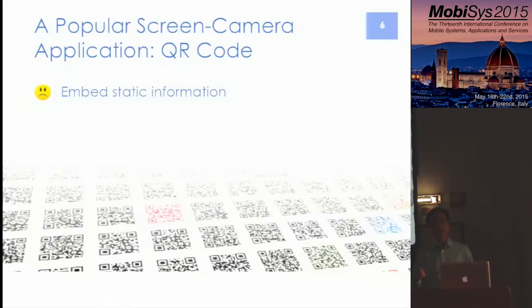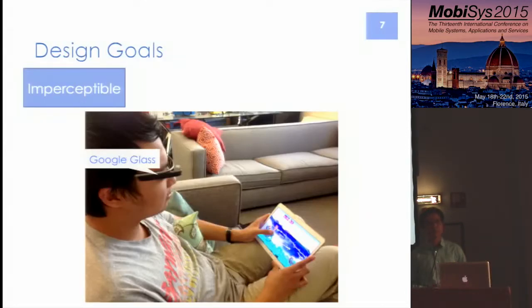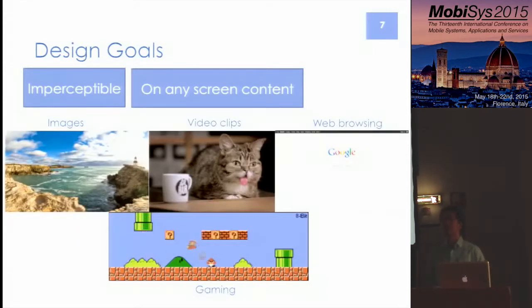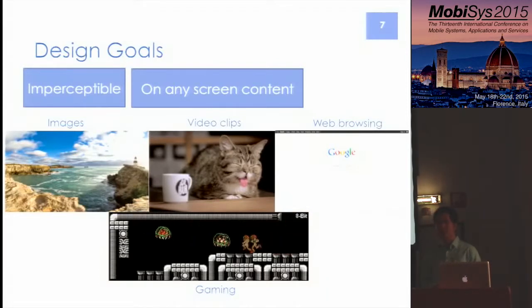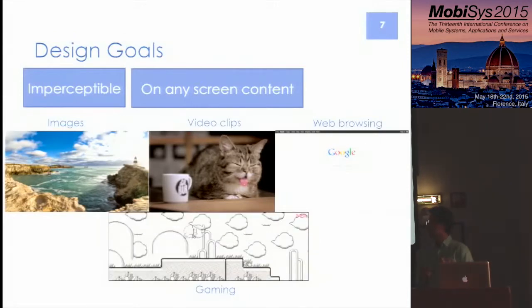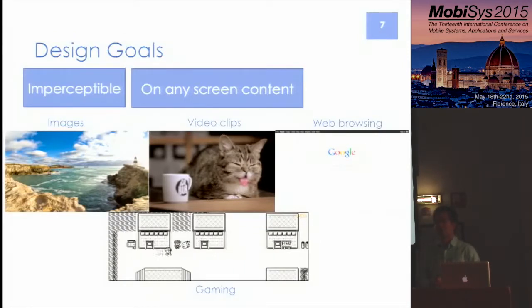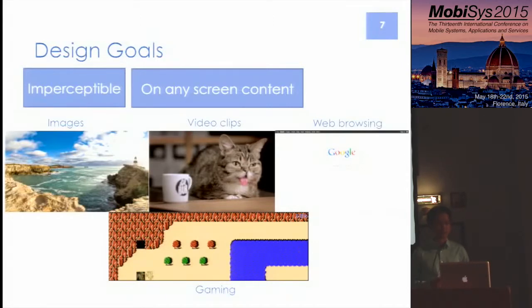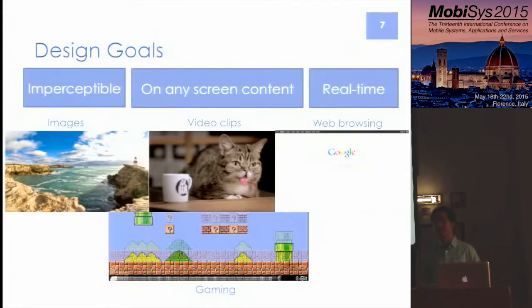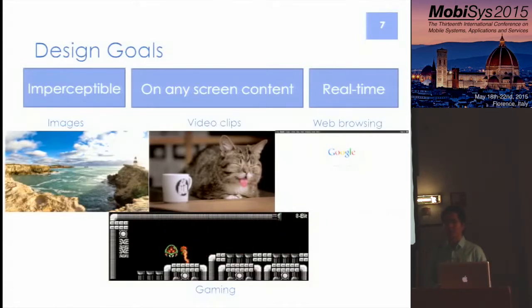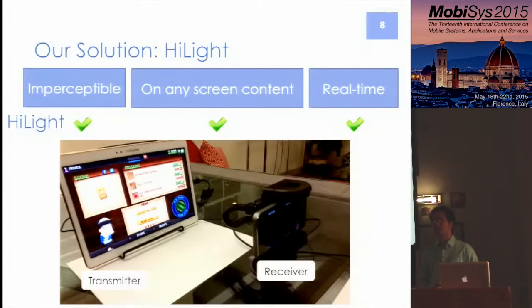So what does the ideal screen-camera communication system look like? First, the communication should happen without showing this awkward barcode, and the screen should show the content as it normally does. More importantly, the communication should happen regardless of the screen content. Let it be an image, a video clip, or even browsing the web or playing a game. And finally, the communication should be done in real time on off-the-shelf smart devices. Here, we design Highlight to achieve all of these goals.